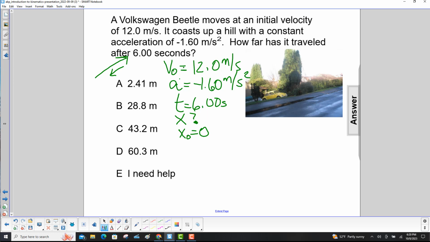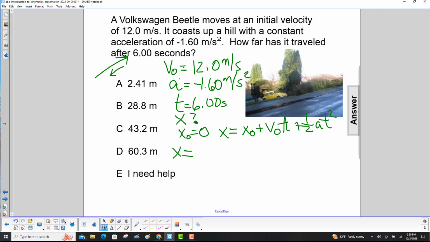So what equation do we want to use? Well, that's going to be the second kinematics equation. And we'll write that here. x equals x0 plus v0 t plus 1/2 a t squared. So let's get a little more room here.